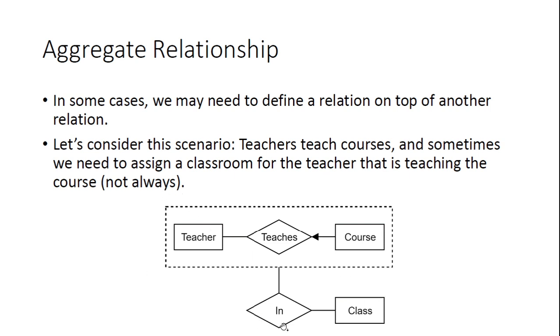The in relationship is an aggregate one. It is actually connected to the teacher's relationship. But in the ER diagram, we do not show it like that. We are not directly connecting these two ellipse shapes. We actually have a dashed rectangle around the relationship that exists before. So teaches, this relationship exists before we combine this in relationship. For the relationship and the entity sets that are connected to it, we include this dashed rectangle, and we connect the aggregate relationship to that dashed rectangle.